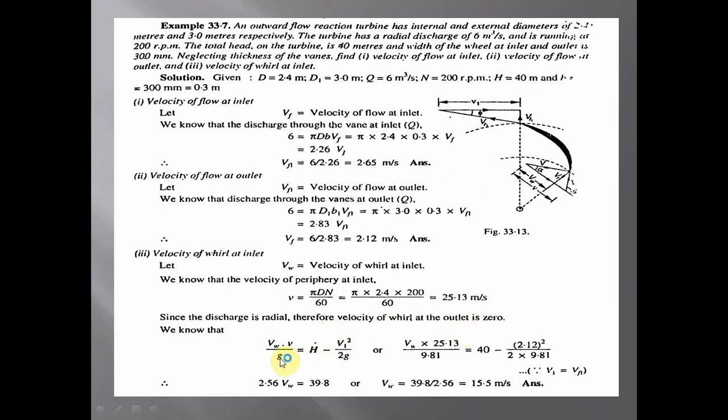We know that Vw into V divided by g is equal to H minus V1 square upon 2g, or Vw into 25.13 divided by 9.81 is equal to 40 minus 2.12 squared divided by 2 into 9.81. Then Vw is equal to 39.8 divided by 2.56, that is 15.5 meters per second.